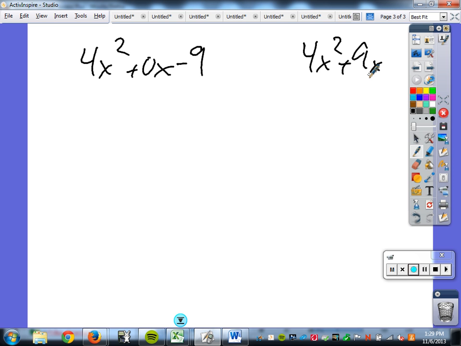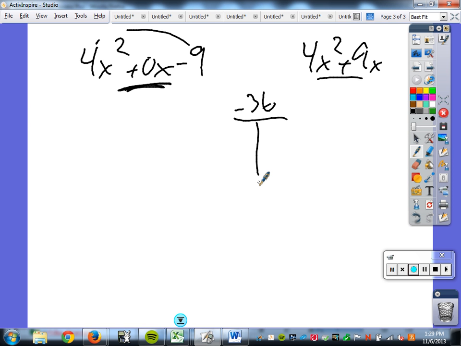Do I add a 0 in the end and try to do it? No, I just say, oh, what do those guys have in common? But because I don't have my b value, I introduce it by saying 0x. Okay? We go ahead and do it again just like normal. 4 times negative 9. Negative 36, right, Mike?